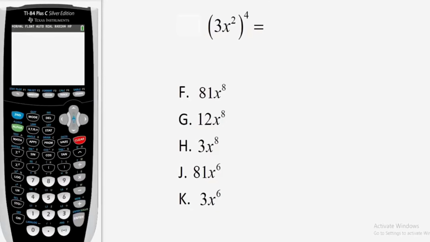In this video, we're going to learn how to solve this ACT math question easily and fast using the TI-84 Plus scientific calculator. Alright, so let's get started.